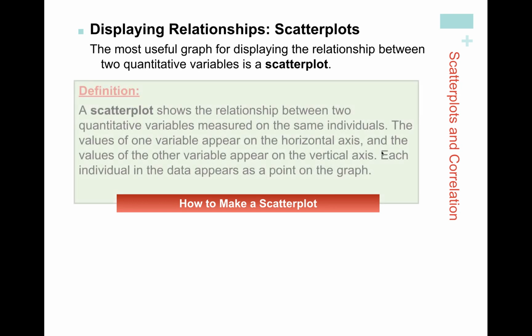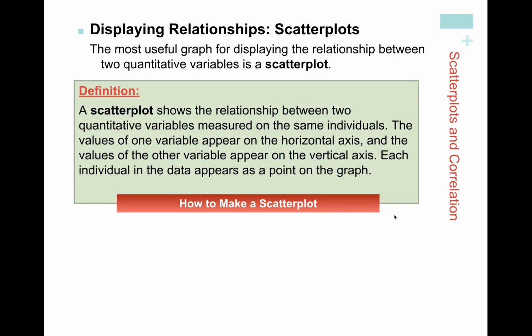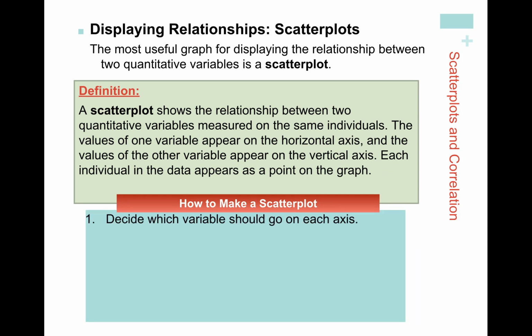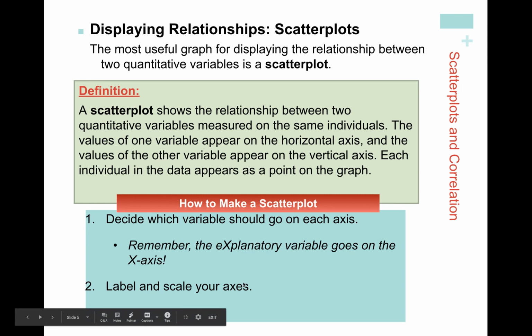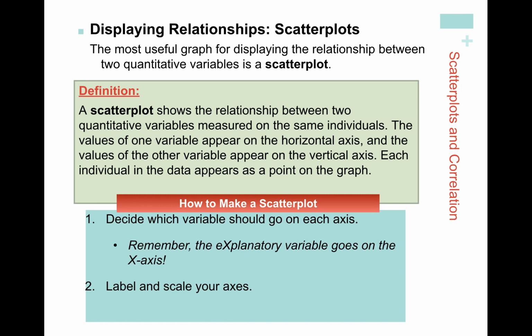So here's how to make a scatter plot. First you have to think about which one of these two variables is the explanatory variable. That needs to go on the x-axis, right? And here's a little hint that the authors give you: the explanatory variable goes on the x-axis. Make sure that you label and scale your axes. That is plural, your x and your y axis. Because in this case, on the y, you're not just going to label it frequency or relative frequency. You're going to label the y-axis with the response variable.